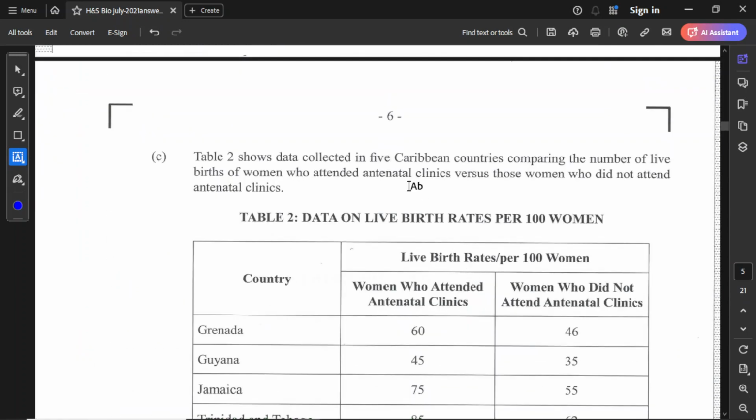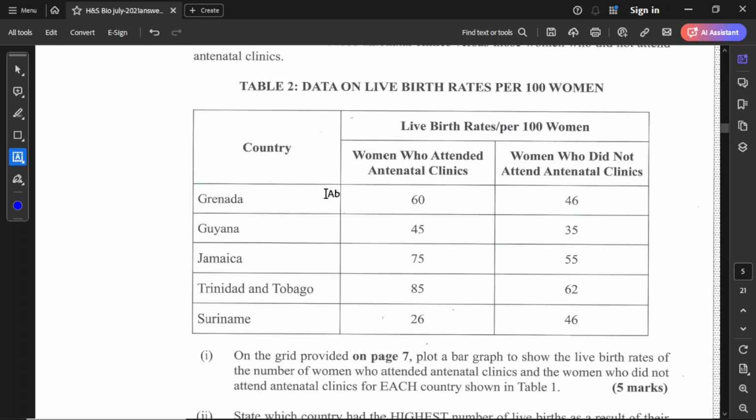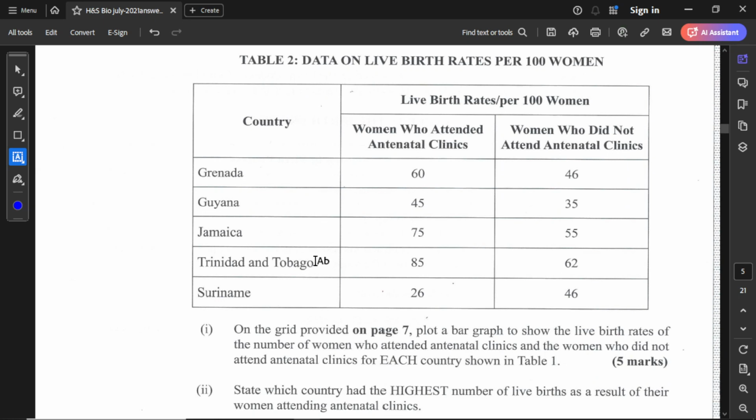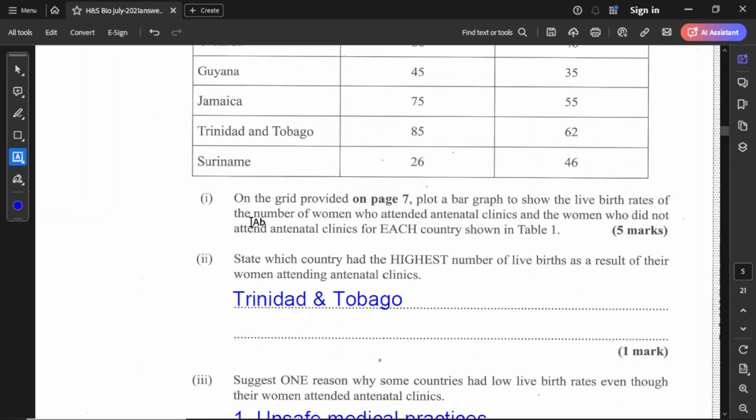All right. And let's go into part C. For part C, Table 2 shows data collected in 5 Caribbean countries comparing the number of live births of women who attended antenatal clinics versus those who did not attend antenatal clinics. All right, and so here we have our countries. We have Grenada, Guyana, Jamaica, Trinidad and Tobago, and Suriname. All right, and these are our figures. The first column is for those who attended antenatal clinics, and the second column is for those who did not attend antenatal clinics.